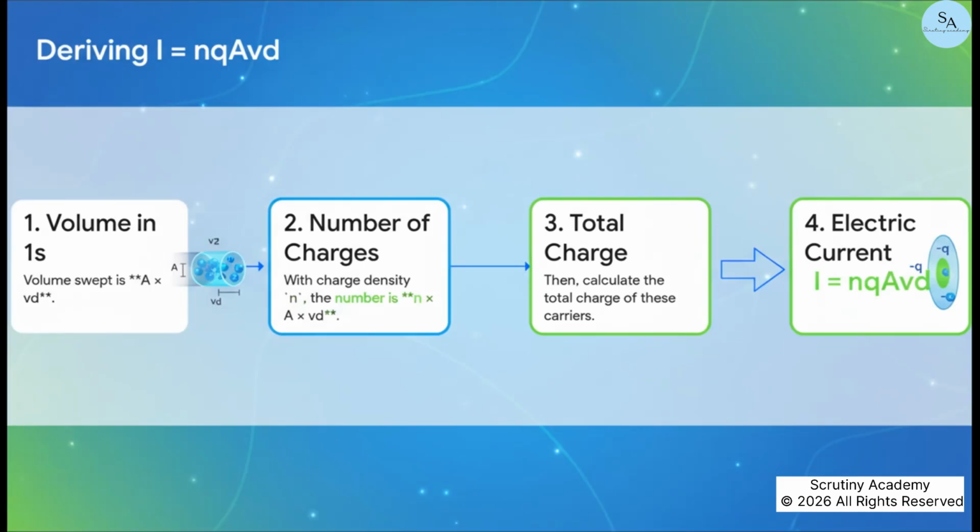Step 2 is figuring out how many electrons are actually inside that little cylinder of wire. Well, every conductive material is packed with a certain number of free electrons per unit of space. We call that N, the charge density. So we just multiply that density, N, by the volume we just found.